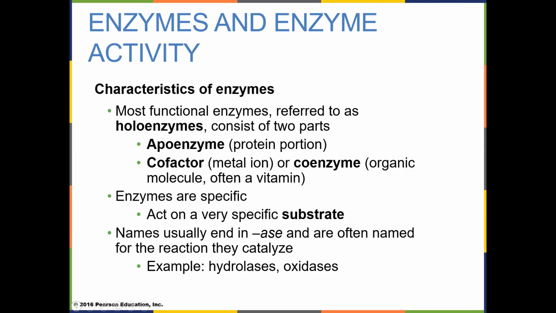And whenever you see the ASE ending on the name of a protein, it's an enzyme. ASE signifies it's an enzyme. I don't know why, that's just the nomenclature. So oxidase, hydrolase, catalase, catabolase, any of these are all types of enzymes. Dehydrogenases, something that strips off hydrogens, whatever it does. The ASE ending indicates it is an enzyme.